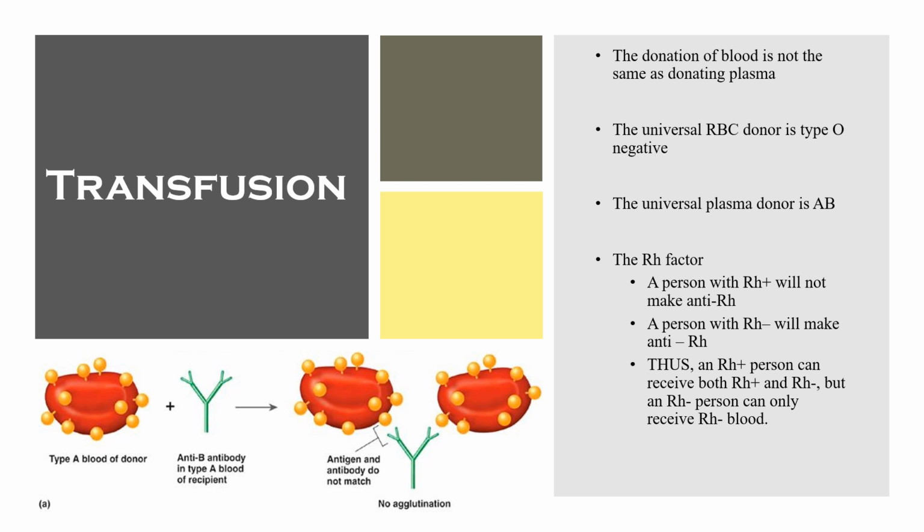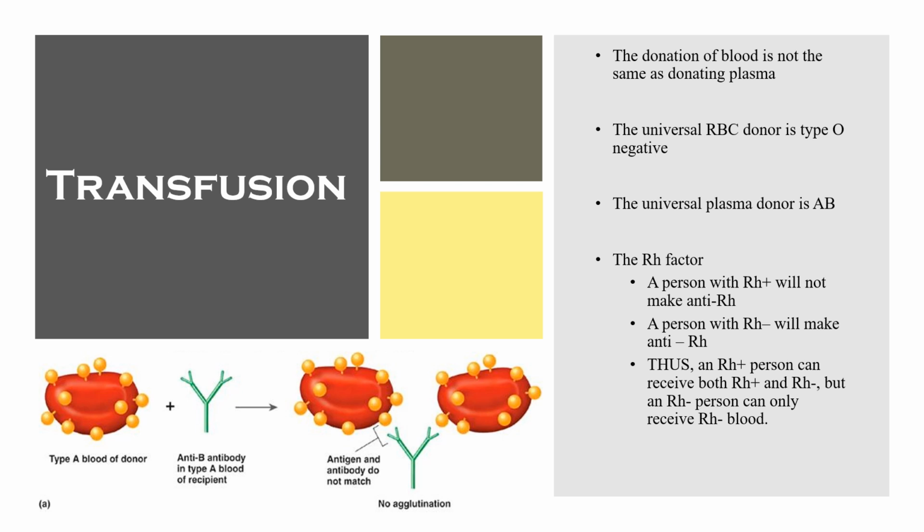So type O is considered the universal donor because there's no risk of that occurring because type O has neither antigen. The universal plasma donor, being AB, is the universal plasma donor for the same reason. It's just that it has neither anti-A or anti-B antibodies in the plasma. So once again, you run no risk of agglutination occurring.